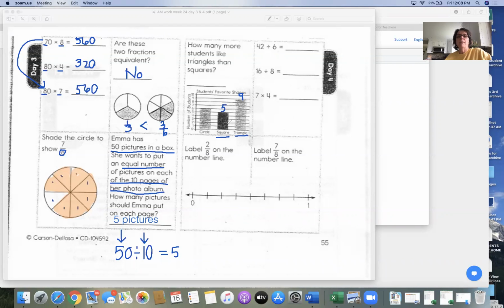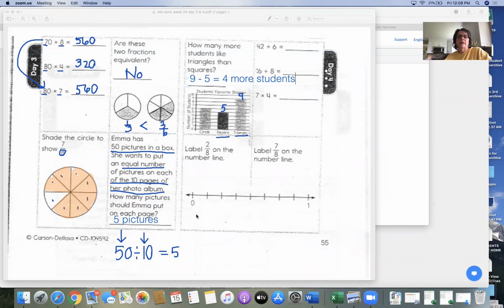And I have to find out how many more people like triangles than squares. Well, I can write this number sentence. I can write 9 minus 5 equals 4. Okay, and it would be 4 more students. My font's a little big there. And really, the circles, I didn't even really have to look at how many people chose circles because it wasn't part of the problem.